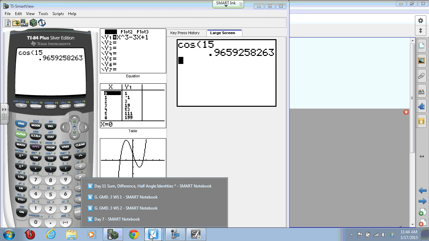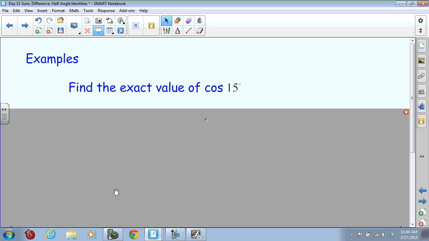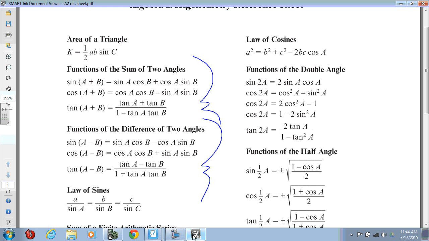Alright, so then what we have to do is use our formula sheet and figure out how we can use our special right triangles to get a sum that is 15. So I'm going to go to my formula sheet, and I'm dealing with cosine. So I'm either going to look at cosine of a plus b that gives me 15, or cosine of a minus b that gives me 15. Chances are, since I have to use my special right triangles because it says exact value, I'm looking at 30, 60, 45. So how can you work with 30, 60, and 45 to get 15 out of that?